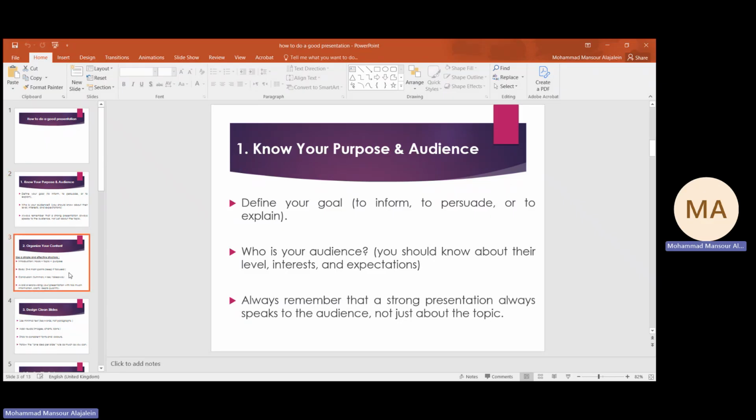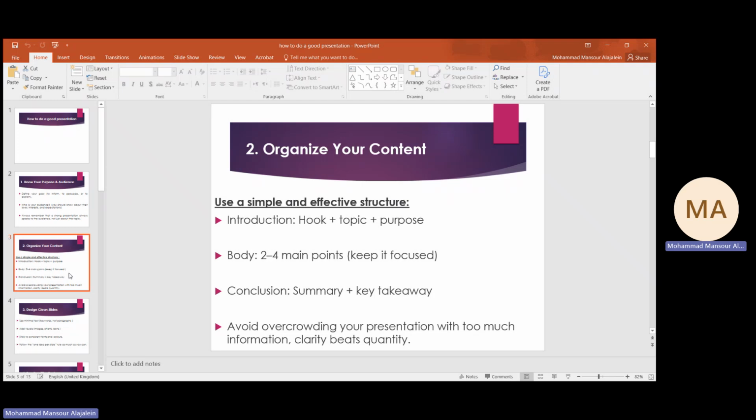The second point is to organize your content. In that, you need to add an introduction. This introduction should be a hook. It includes a topic attractive to the audience. You need to attract their attention before you start.